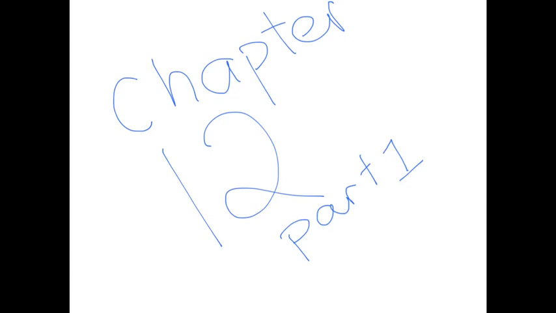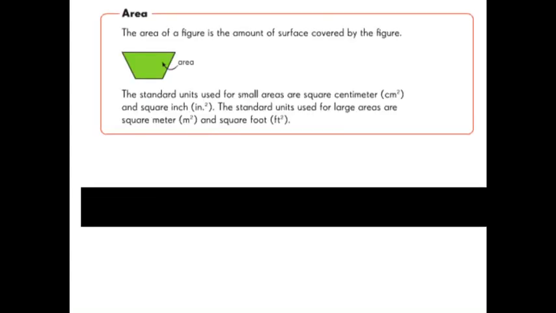Welcome to Chapter 12. Today we're going to learn about Part 1, which is area. So the area of a figure is the amount of surface covered by the figure. So the black line here is the figure or the shape, and the area is all of the green inside. To write it, remember that we have to put this little 2 above, and we call that squared. So this would be a square centimeter, or centimeters squared.